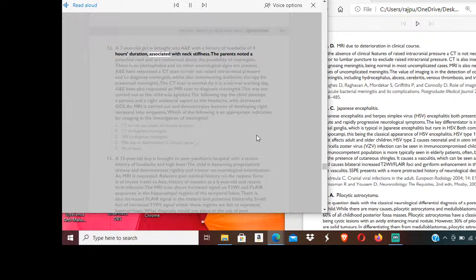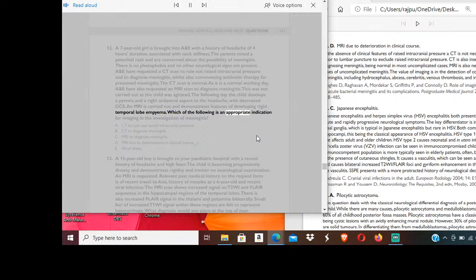Headache of 4 hours duration, associated with neck stiffness. The parents noted a petechial rash and are concerned about the possibility of meningitis. There is no photophobia and no other neurological signs are present. A&E have requested a CT scan to rule out raised intracranial pressure and to diagnose meningitis, whilst also commencing antibiotic therapy for presumed meningitis. The CT scan is normal. As it is a normal working day, A&E have also requested an MRI scan to diagnose meningitis. This was not carried out as the child was agitated. The following day the child develops a pyrexia and a right unilateral aspect to the headache with decreased GCS. An MRI is carried out and demonstrates features of developing right temporal lobe empyema.